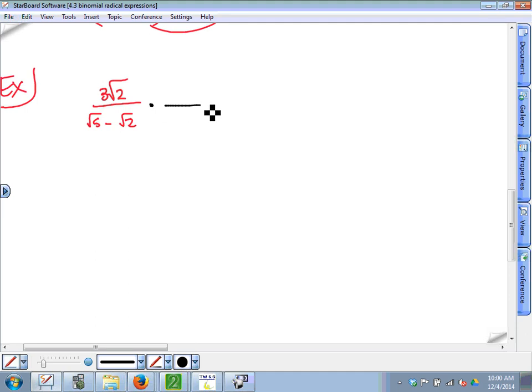Would you do it like before? Still multiply by the conjugate, which is the square root of 5 plus the square root of 2. Got to do the same thing to the top and bottom. So you multiply the square root of 5 plus the square root of 2.